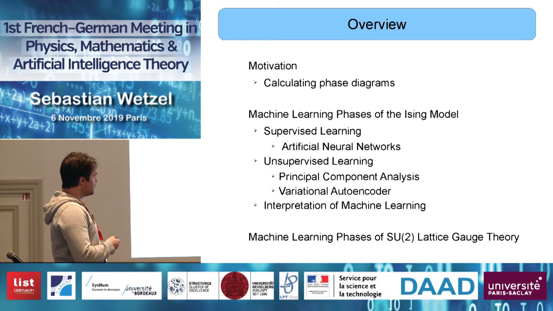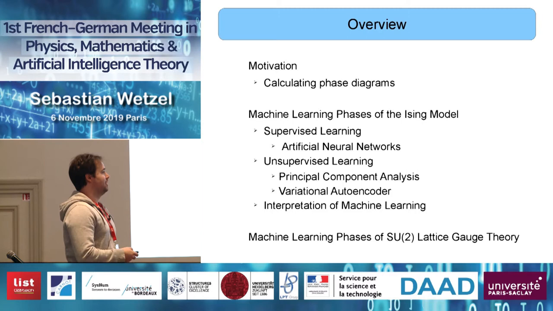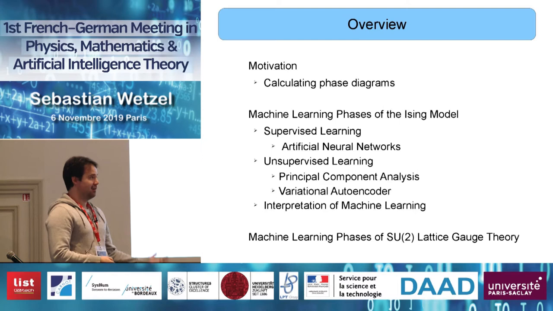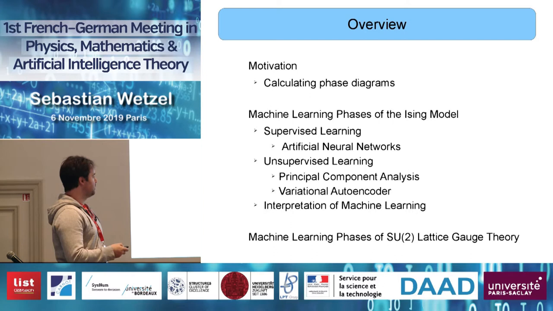Then we're going to talk about unsupervised learning, about principal component analysis, and briefly introduce a variational autoencoder. And at the end, the most important part of this talk is the interpretation of machine learning, of artificial feedforward neural networks, so that we will understand what these neural networks learn in order to classify phases and calculate phase diagrams. Everything is introduced at the Ising model first, and later we go to SU(2) lattice gauge theory.